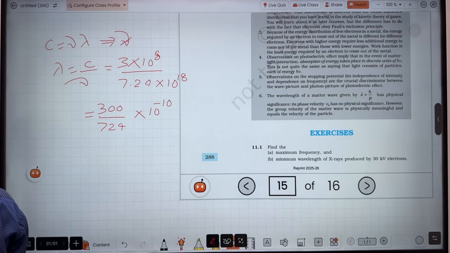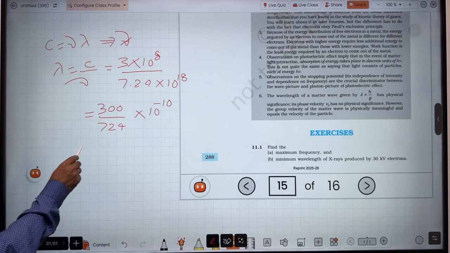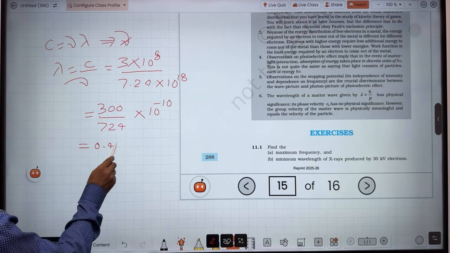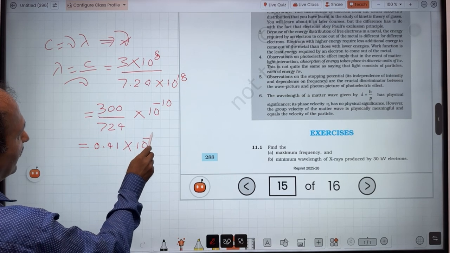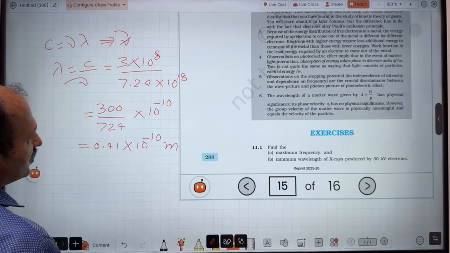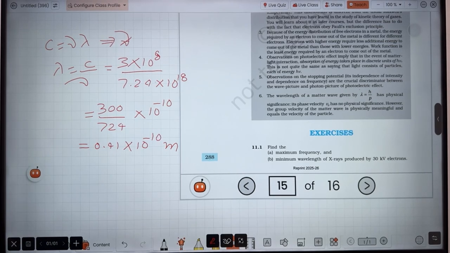Correct? So this will come out to be 0.41 into 10 to the power minus 10 meters. So we have got the value of wavelength. In terms of nanometer also we can write.